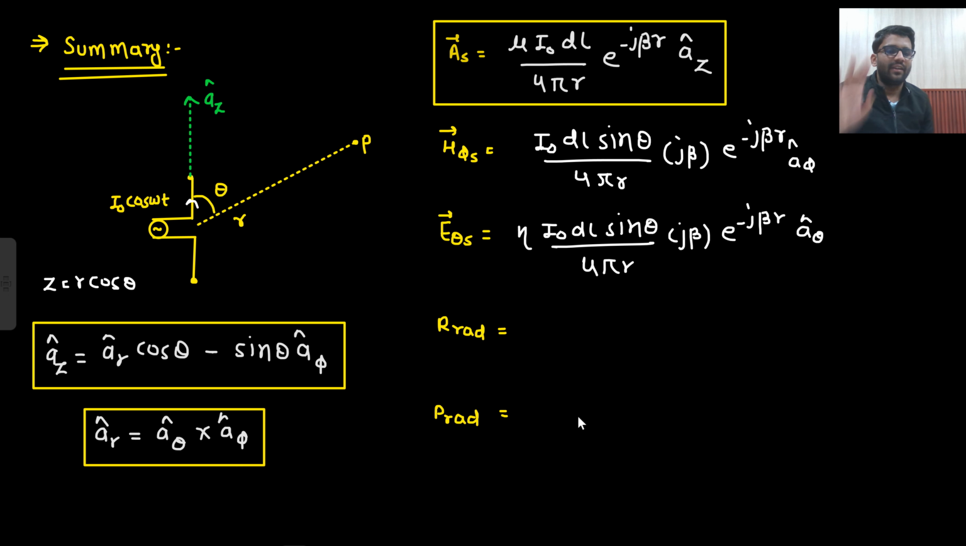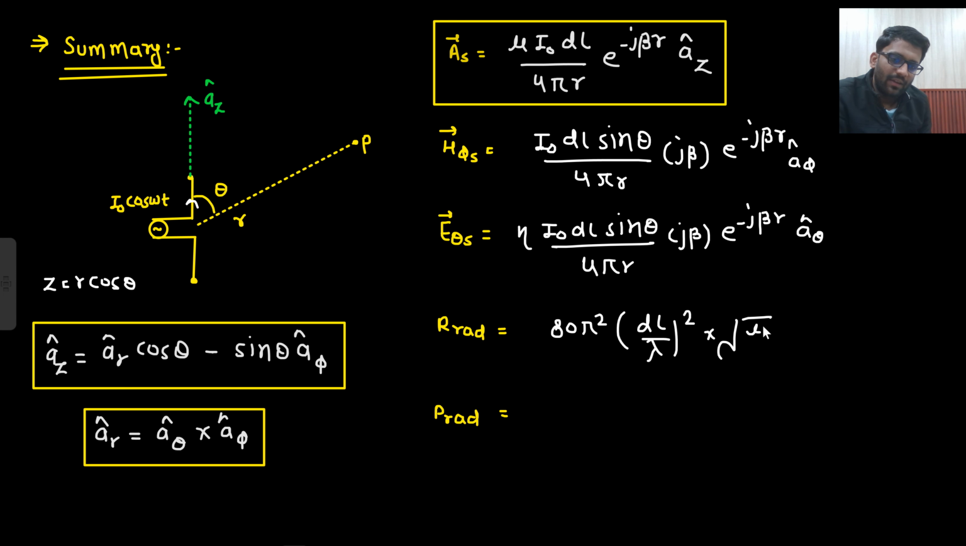And what about the R radiated we got? So this formula we need to keep in mind: 80 pi square into (dl by lambda) whole square into under root mu r by epsilon r. Okay.